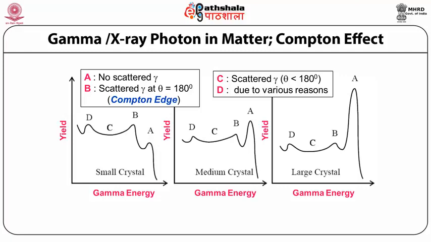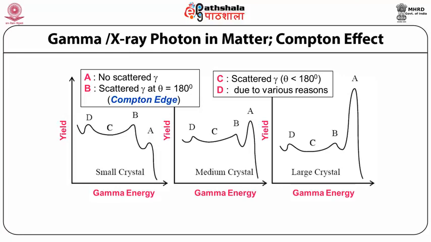First curve is for small crystal, it means for a small size of detector. Second one is for medium crystal, means medium size of detector. And third one is for large crystal, that is large size of detector. So here basically it has been shown that when the gamma ray of a given energy enters in these three different kinds of detectors, different sizes of detectors, then what happens?